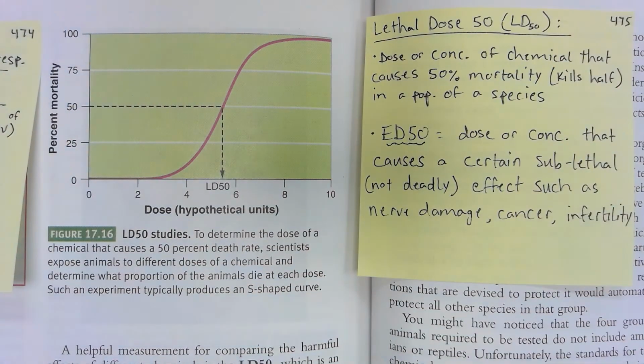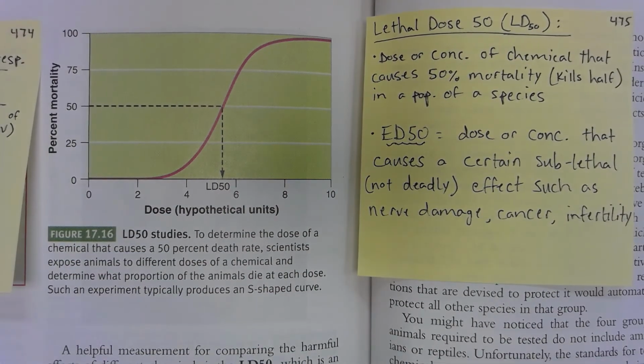these organisms are dying. You can also measure the sublethal effect. So sometimes studies will look at the percent of organisms that develop a certain type of cancer, or that develop nerve impairment or infertility. And in this case, we would call that ED50. So ED50 represents a sublethal effect happening in 50% of the organisms. And it just depends on the study.